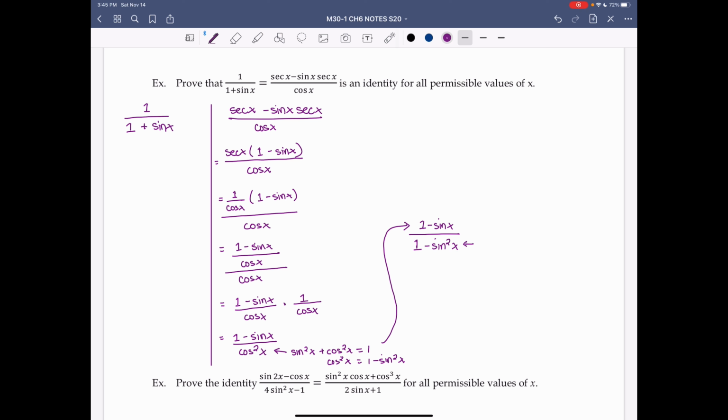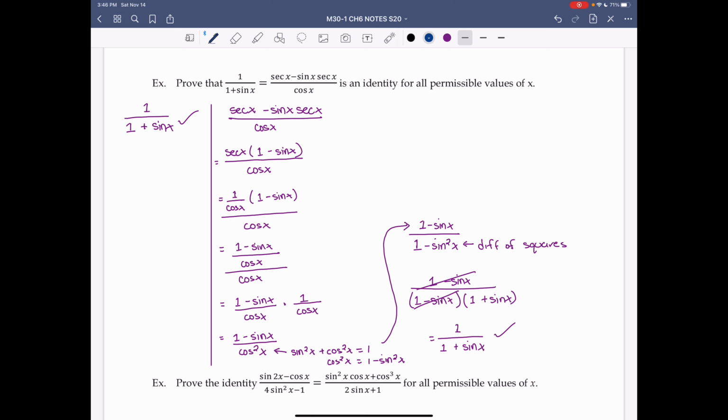This binomial is a difference of squares, so I can factor that. We get 1 minus sine x over 1 minus sine x times 1 plus sine x. And then the 1 minus sine x divides out, and we're left with 1 over 1 plus sine x, which equals the left side of the equation. So I've proven the identity.